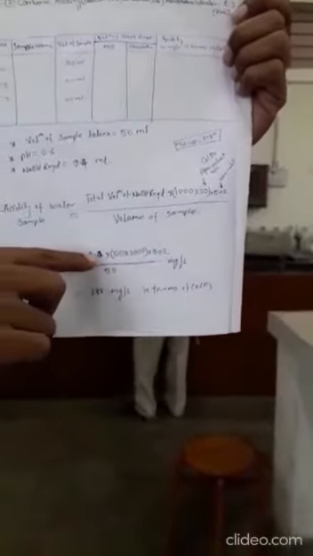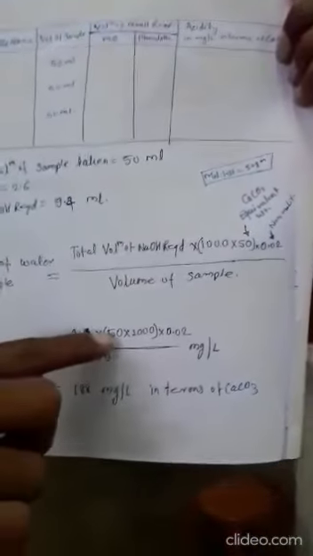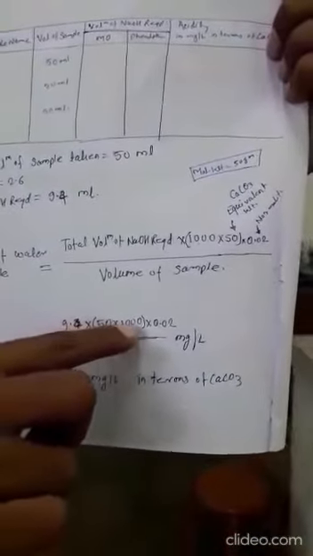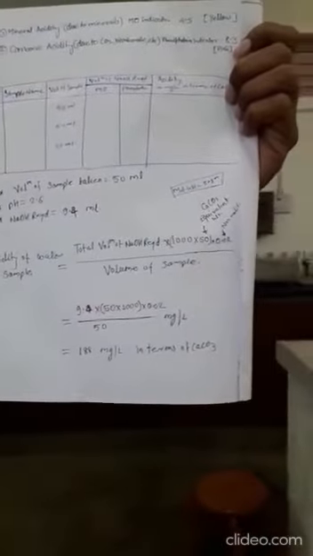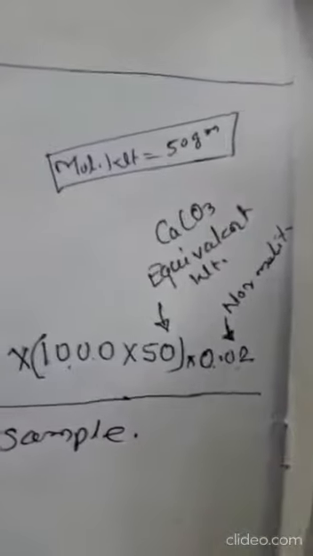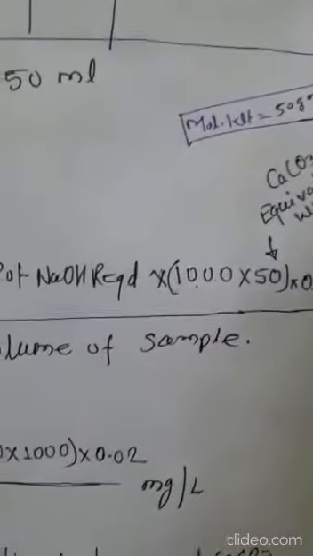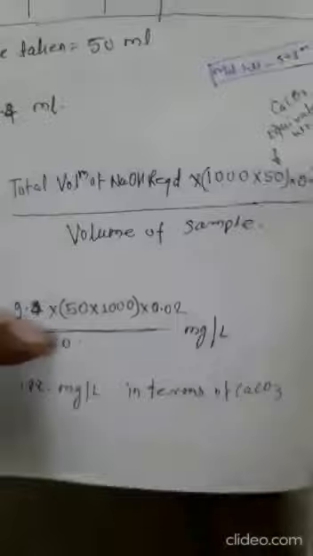So in this place, 13.8 ml into 50 into 1000 into 0.02. Now what is this 50? What is this 1000? What is this 0.02? We have taken sodium hydroxide of normality 0.02, therefore this is 0.02. Again, what is this 50? You know the equivalent weight of CaCO3 is 50, therefore 50 is taken. And divided by 50, what is that 50?